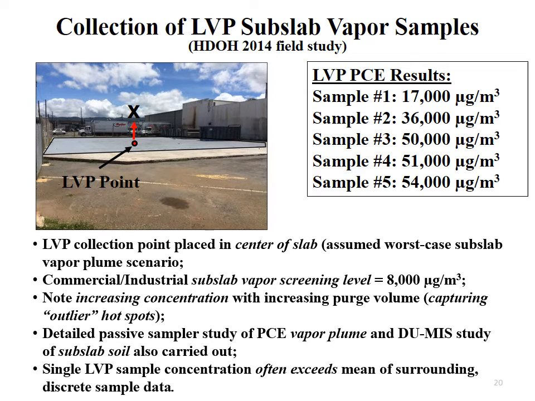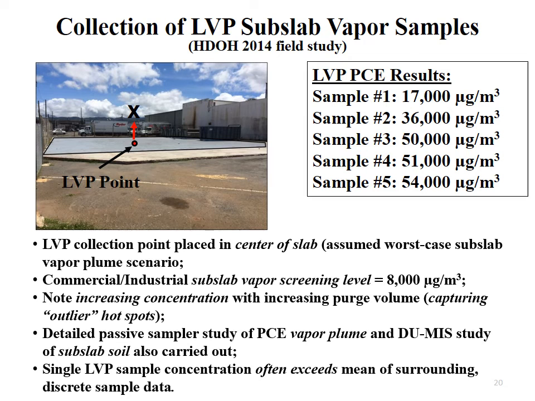Concentrations are going up in the samples we collect the more we purge. So this is really interesting. How can this be? The thing is that as we purge more and more, we're actually starting to capture outlier hotspots that we would have otherwise missed under the slab with collecting a few small volume discrete soil vapor samples.